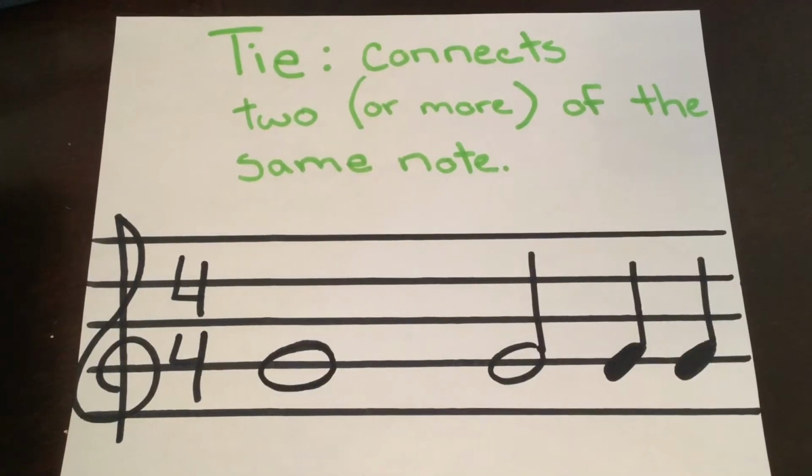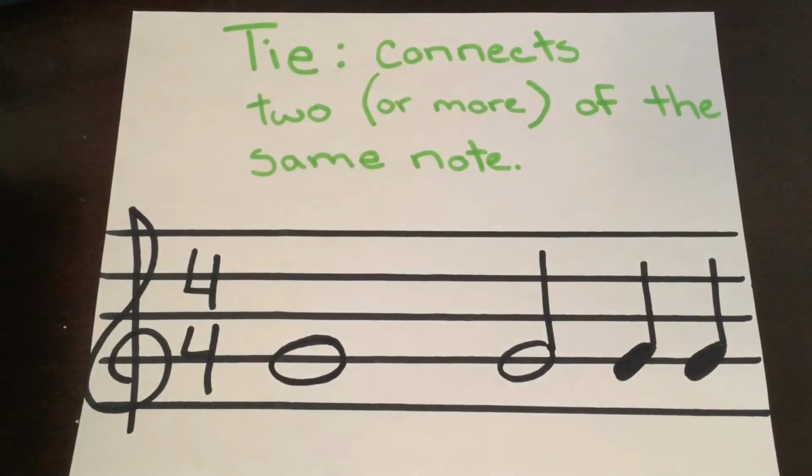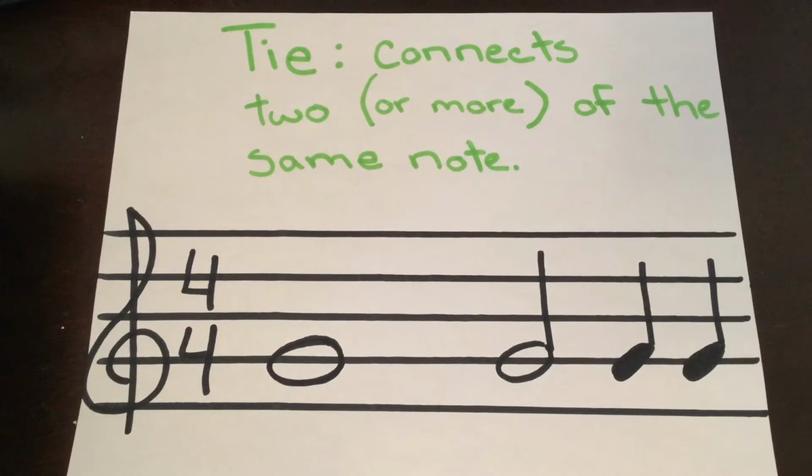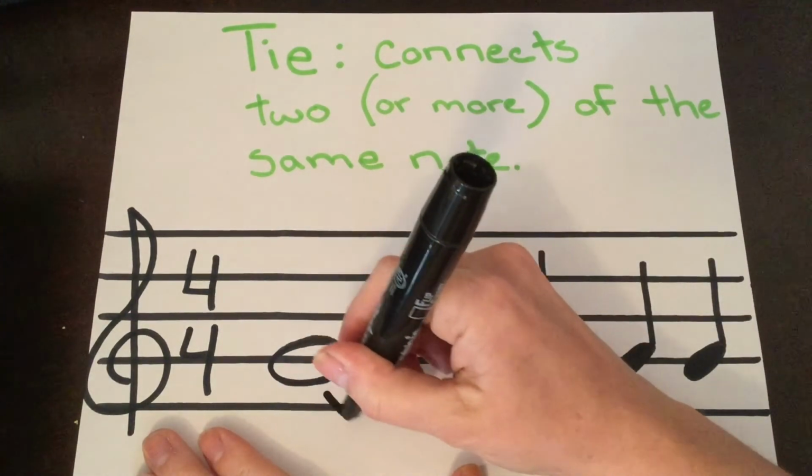Are you ready? Okay, let's start by looking at what a tie and a slur look like on the music staff. Let's go. A tie connects two or more of the same note. Right here you can see I've got my treble clef, time signature 4/4, whole note, half note, two quarter notes. A tie would look like this.